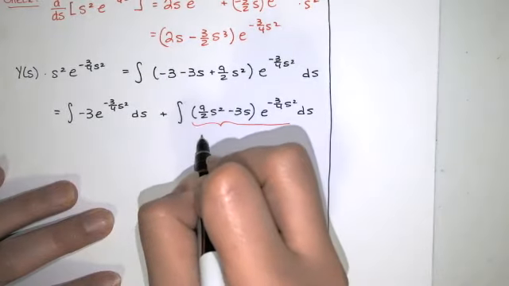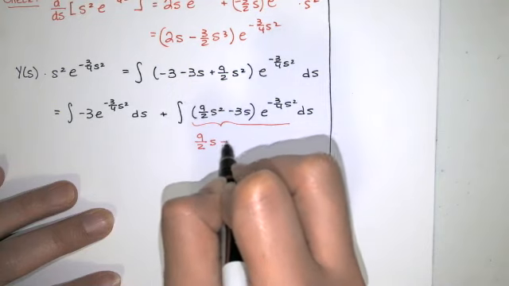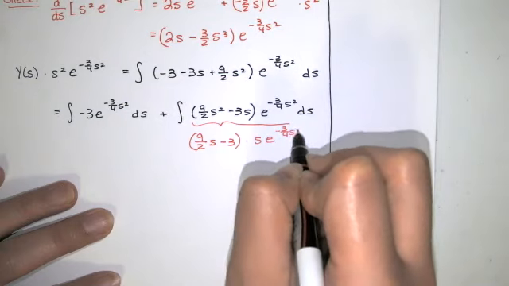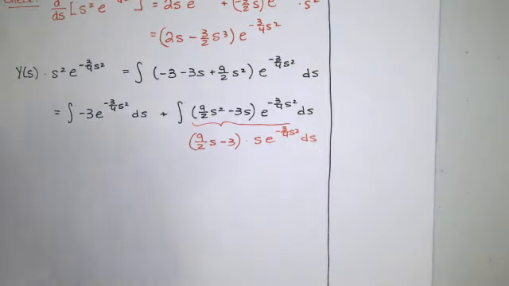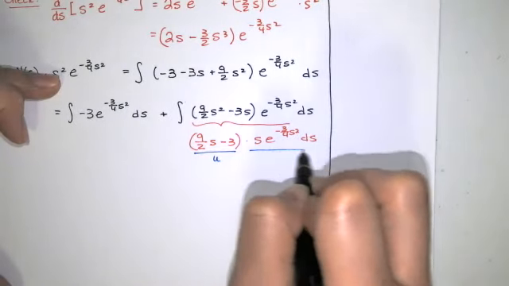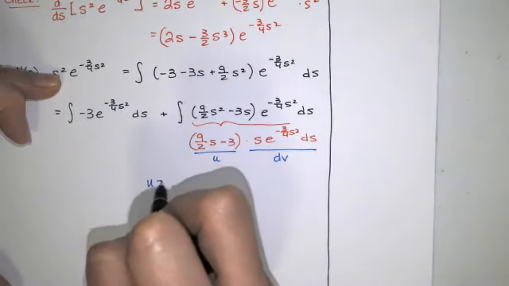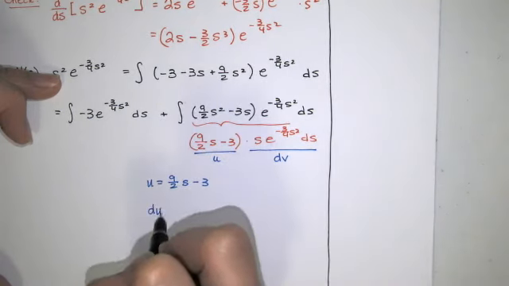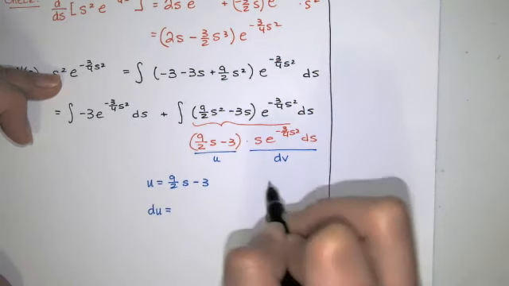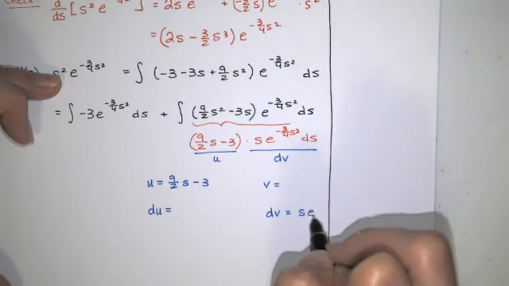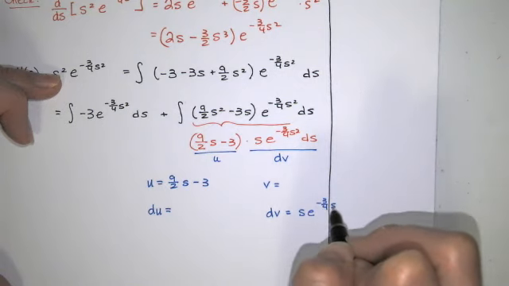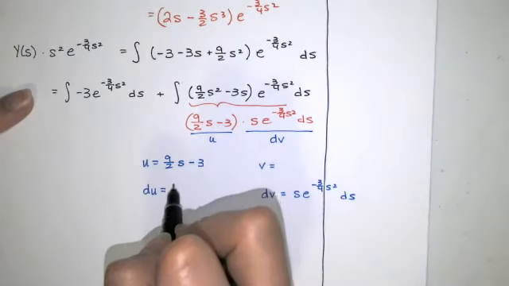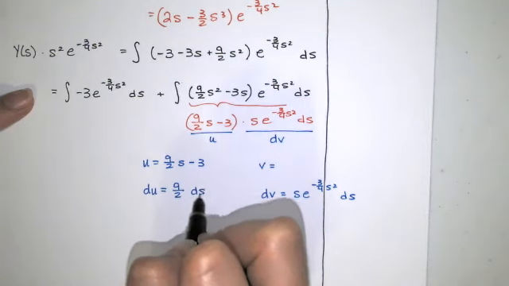So what we'll do is we'll rewrite this in a different way. We'll write this as 9/2 times s minus 3 times s times this exponential. And we'll let this be our u, and everything else is dv. So u is 9/2 times s minus 3. We need to compute du. We need to anti-differentiate dv in order to get v back. Okay, well, the derivative of this with respect to s is positive 9/2 times ds.